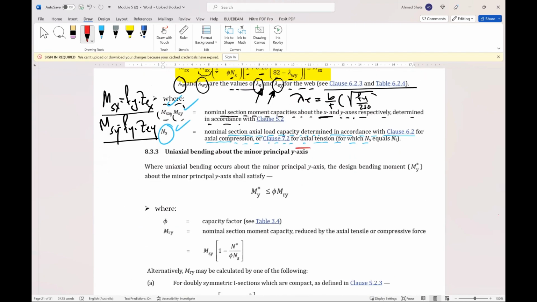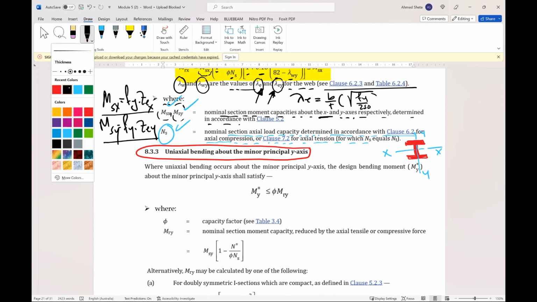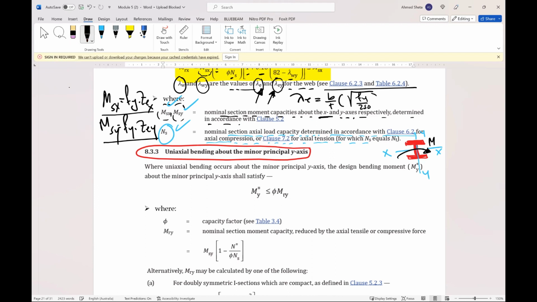So here, if we have uniaxial bending about minor axis. Again, to know what is the minor axis bending, if we have this beam and this is the x axis, this is the y axis. So what is the minor axis bending? This is the minor axis bending, MY. So MY is the minor axis bending.